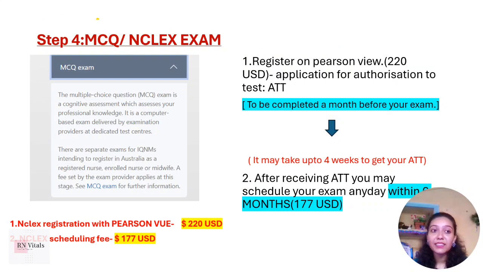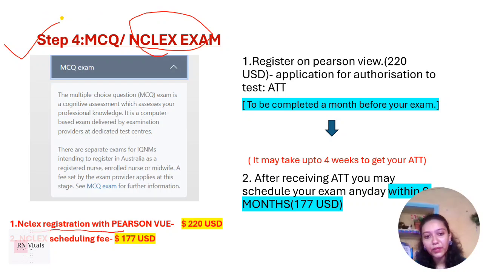All right, so the next and the most important step, for which we have been shouting everywhere all this time, is here now. That is your step for the MCQ exam, or your NCLEX RN exam in general. Now, here you are going to give a lot of money to AHPRA. First, for the NCLEX registration for Pearson VUE, which is 2,220 US dollars. Make sure this is not Australian dollars, instead it is US dollars, that is United States. Okay, next we have the NCLEX scheduling fee, which will be 177 USD again.